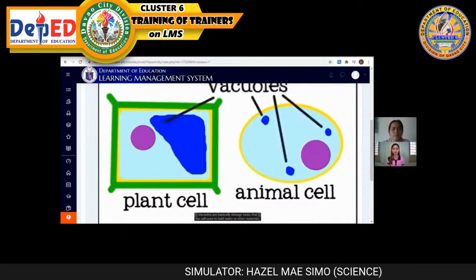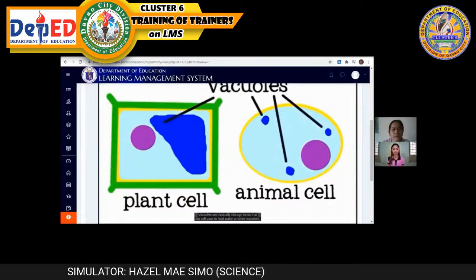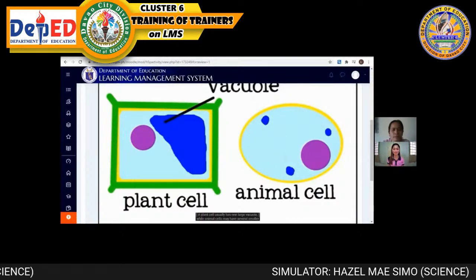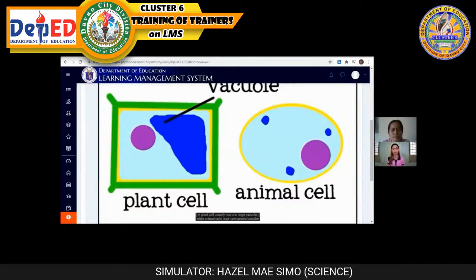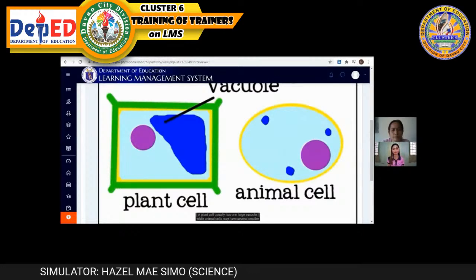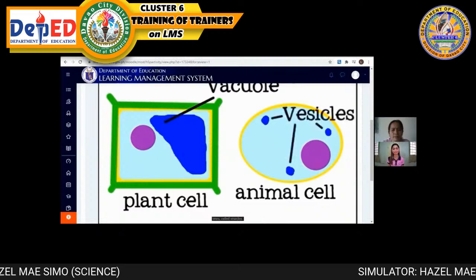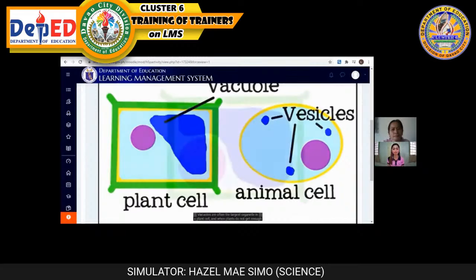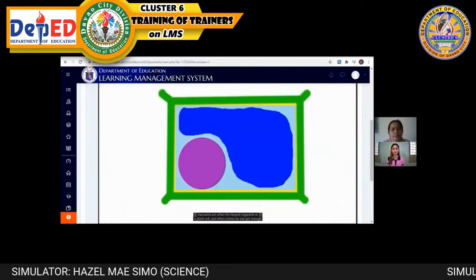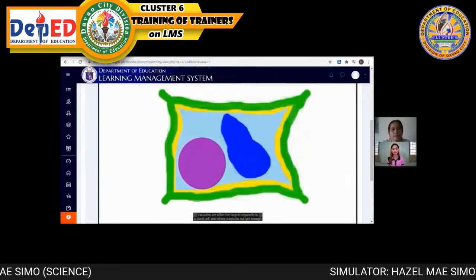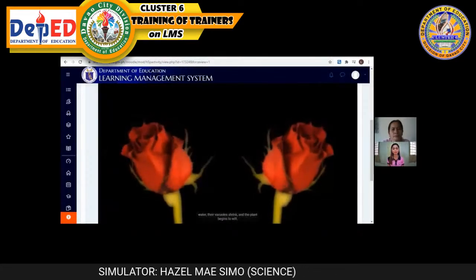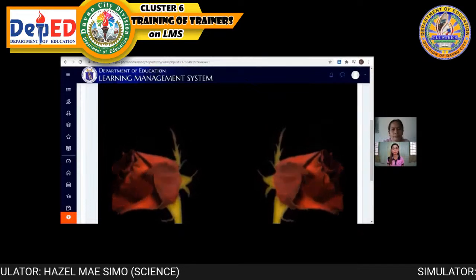Next, let's talk about the vacuole. Vacuoles are basically storage tanks that the cell uses to hold water or other materials. A plant cell usually has one large vacuole, whereas an animal cell may have several smaller ones, called vesicles. Vacuoles are often the largest organelle in a plant cell, and when plants do not get enough water, their vacuoles shrink and the plant begins to wilt.